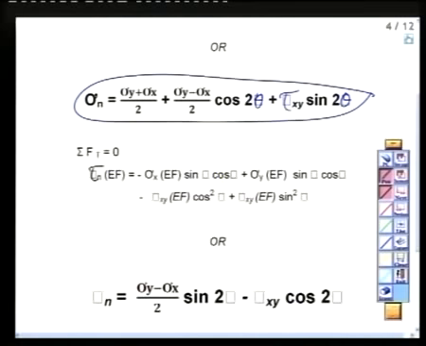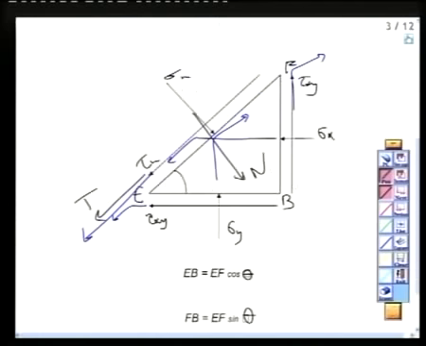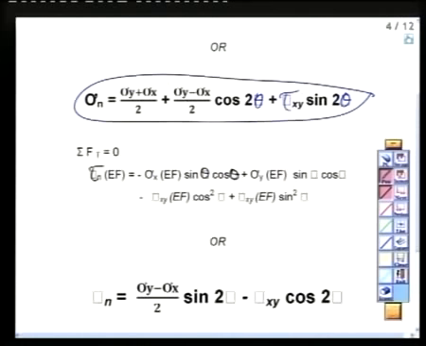Okay. Tau n multiplied by EF, so it will be minus sigma x multiplied by EF sine theta cosine theta. Let us go back. Sigma x is in the same direction, so when it goes to the other side of the equation, it will be minus, right? Minus sigma x. This is FB. FB we decided is EF sine theta, and to go here we have to multiply by cosine theta. So it will be EF sine theta cosine theta.